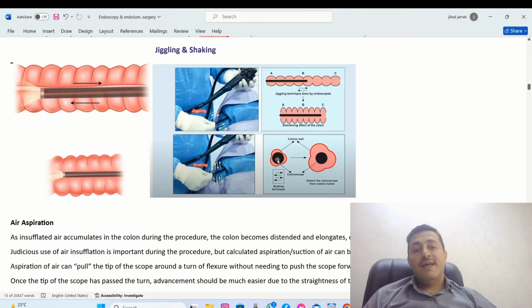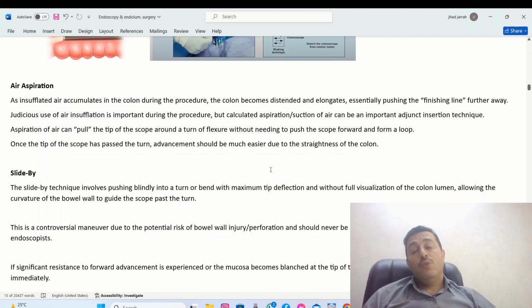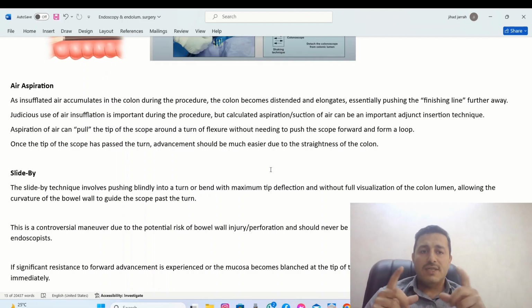Another benefit is that the scope can get stuck to the mucosa of the colon. By this rapid movement, it will get far from the scope itself. We use air insufflation while performing the colonoscopy or sigmoidoscopy, and aspiration of the air we already insufflated is also required, because this will shorten the colon and make it better to advance.